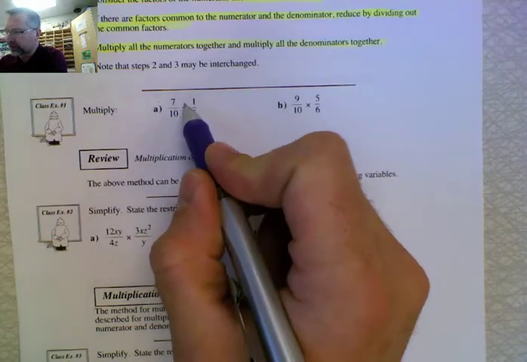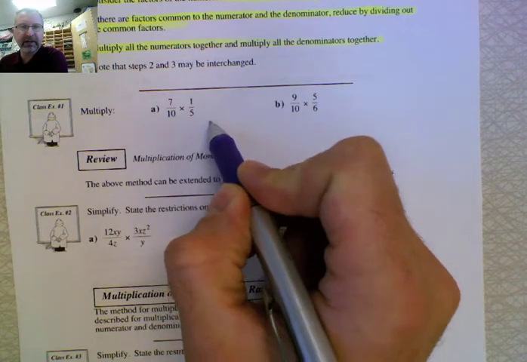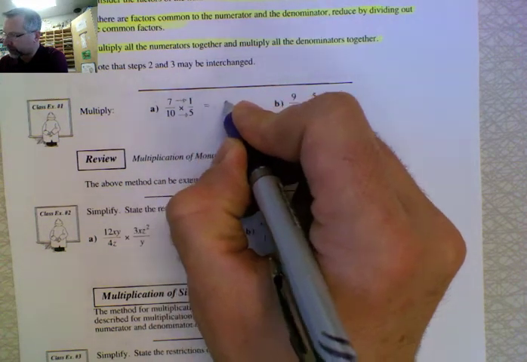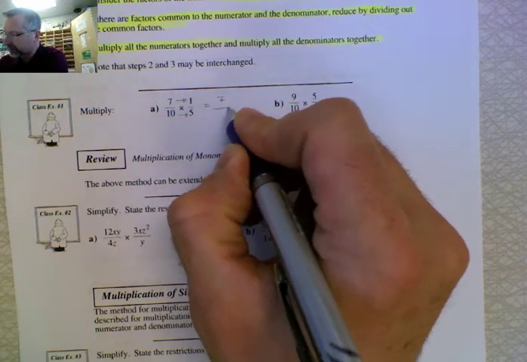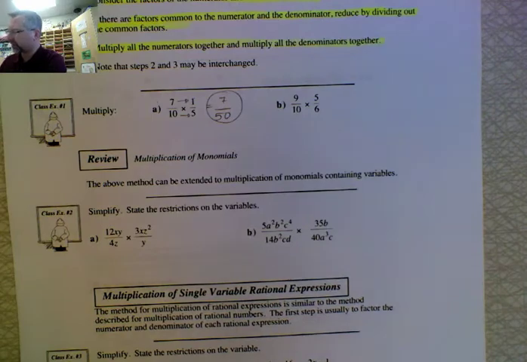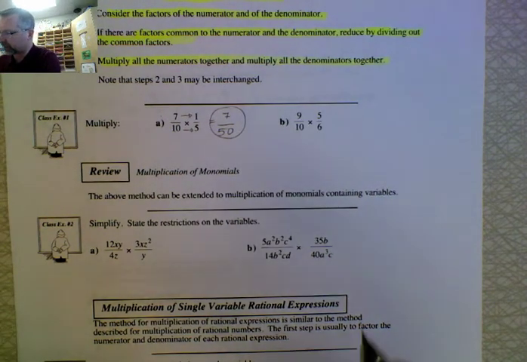So in this first example, if we look, there is nothing we can do to simplify any of these fractions. So what you do is you multiply the numerators and denominators together. 7 times 1 is 7, and 5 times 10 is 50. That's about as simple as it gets. Nothing to simplify, you just go ahead and multiply everything out and you're basically finished.